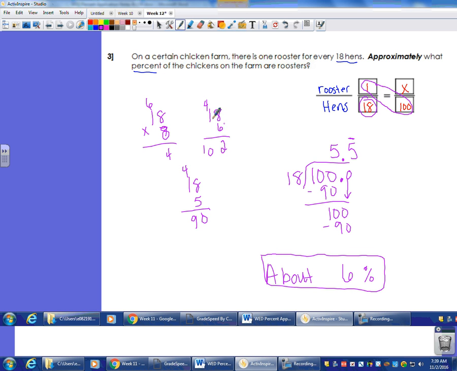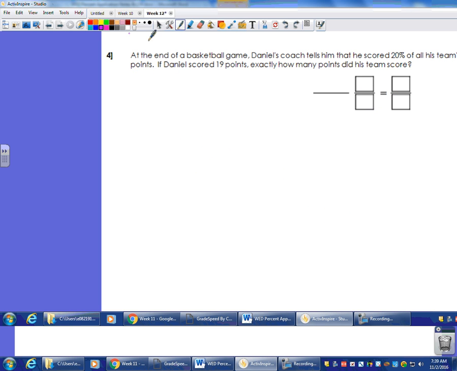All right, so number 4, it says at the end of a basketball game, Daniel's coach tells him that he scored 20% of the team's points. If Daniel scored 19 points, exactly how many points did the team score? So we're going to put Daniel on top because we know his, and then we're looking for the total number of points that the team scored.